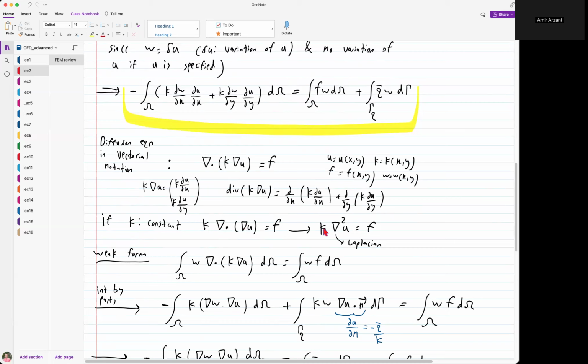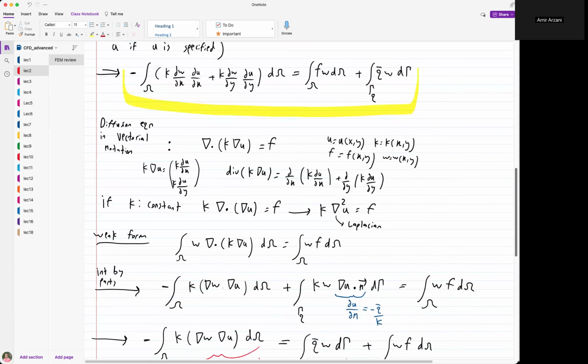The conductivity or the diffusivity times the Laplacian of u, my unknown scalar field, is equal to some source term that I know. Now, let's derive the weak form together. Just like the scalar notation, we multiply both sides by w, and then integrate over the domain of interest, omega.